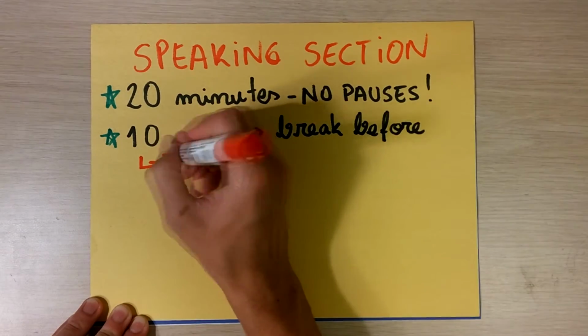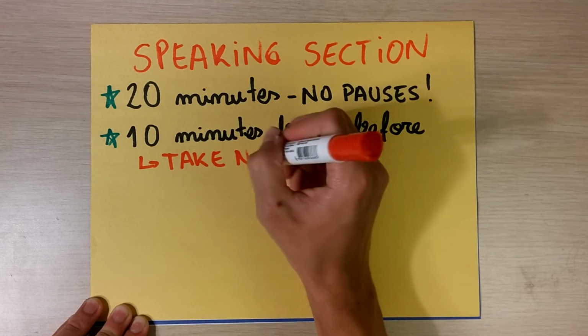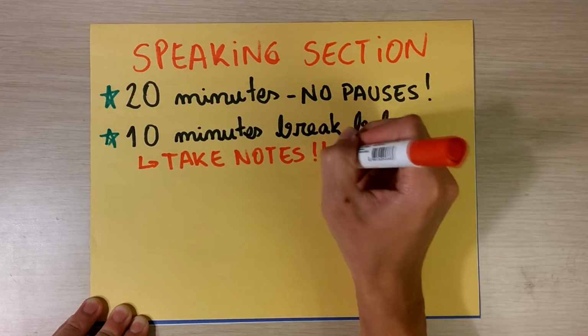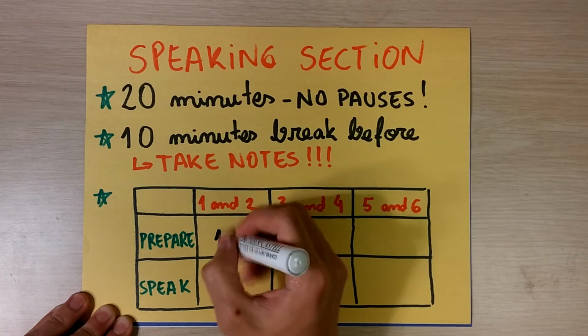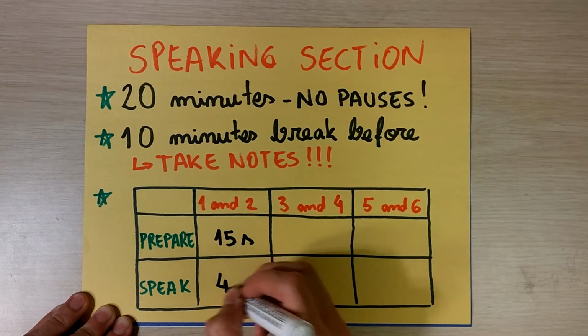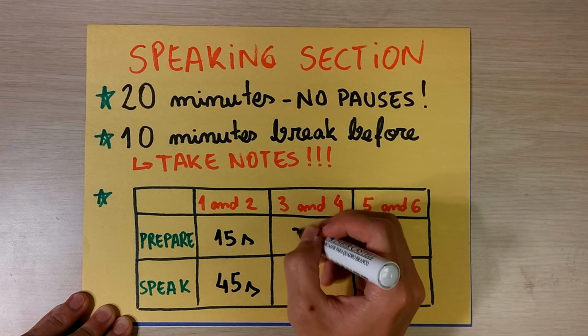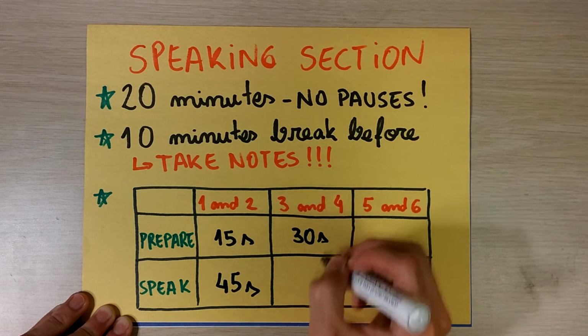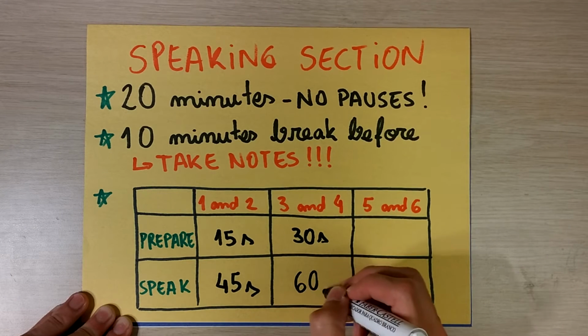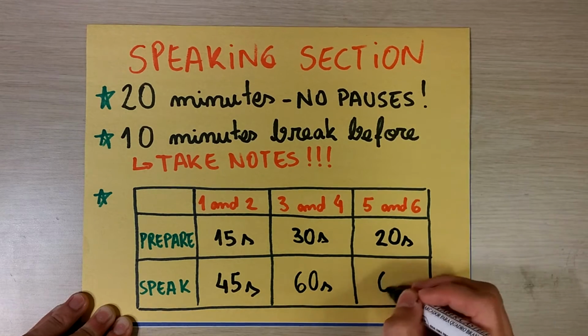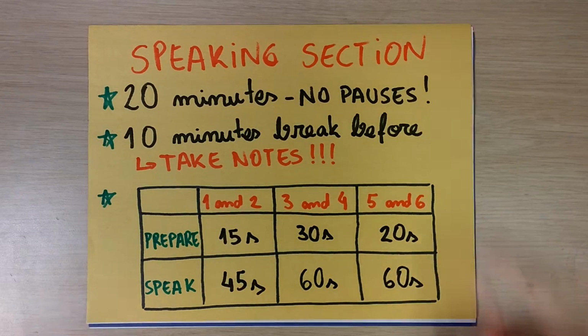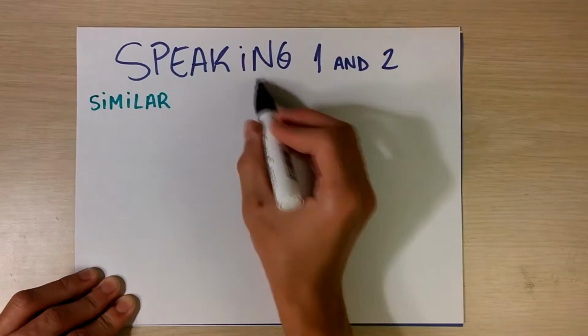So I strongly suggest that you organize your scratch paper in accordance to the tips that I will give you during this time. On questions 1 and 2, you will have 15 seconds to prepare and 45 seconds to speak. On questions 3 and 4, you will have 30 seconds to prepare and 60 seconds to speak. On questions 5 and 6, you will have 20 seconds to prepare and 60 seconds to speak. Now let's go back to the 2 first questions.